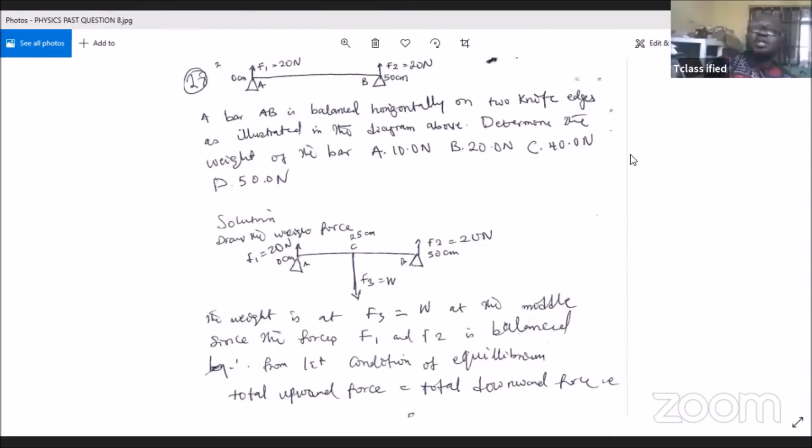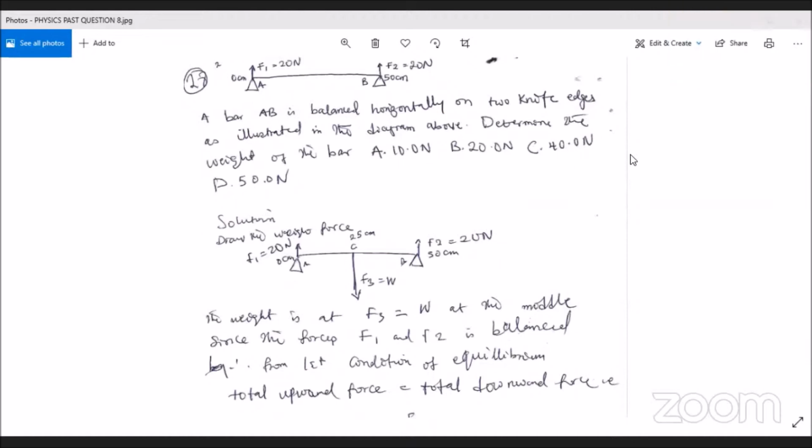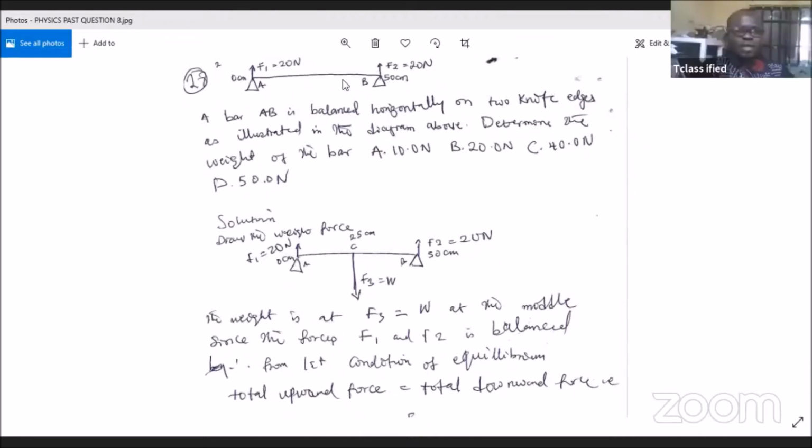Okay. A bar AB is balanced horizontally on two knife edges as illustrated in the diagram above. Determine the weight of the bar. A, 10.0 Newton; B, 20.0 Newton; C, 40.0 Newton; D, 50.0 Newton. So solution, I simply redrew the diagram that we have here, but because we are told to calculate the weight, I indicated the weight. Because these two forces are equal, the weight should be at the center and it should be towards the ground. So the weight is F3 and it's at the middle.